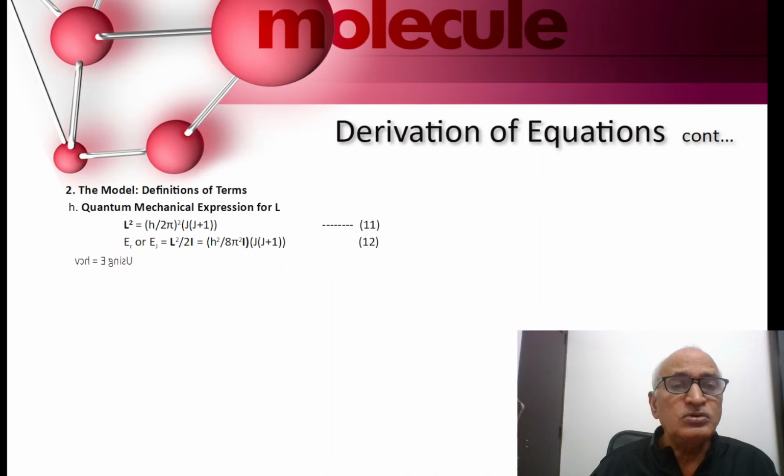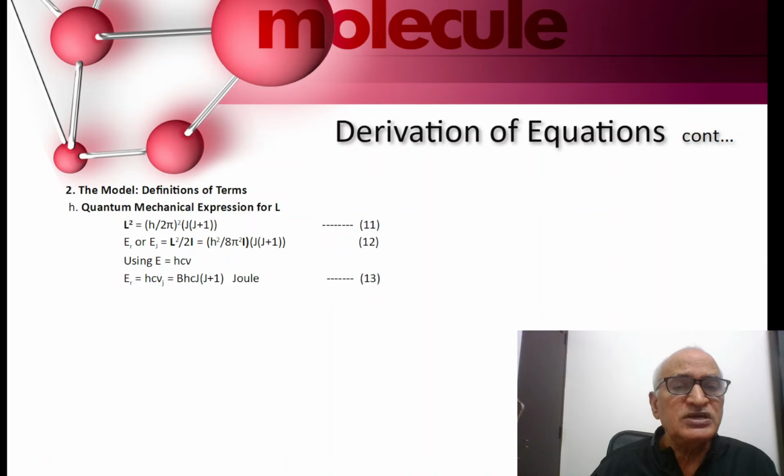As we know, energy E is given by h c nu, where c is velocity of light, nu is frequency, and using this expression, we can have ER, that is kinetic energy, equal to B h c J into J plus 1 in units of joule. What is B?